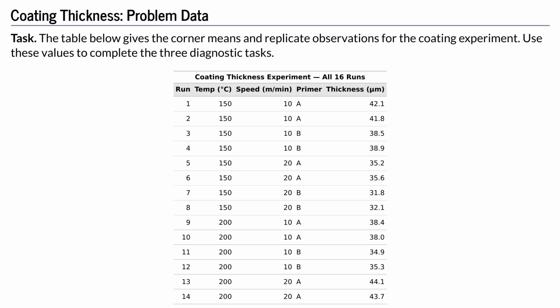Notice that pattern at 200 degrees and 20 meters per minute. Thickness is higher there than at lower speed. That is a hint that something interesting is happening with the interactions. Keep it in mind as you work through the diagnostics.